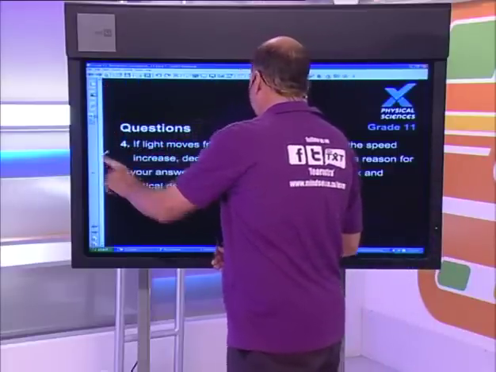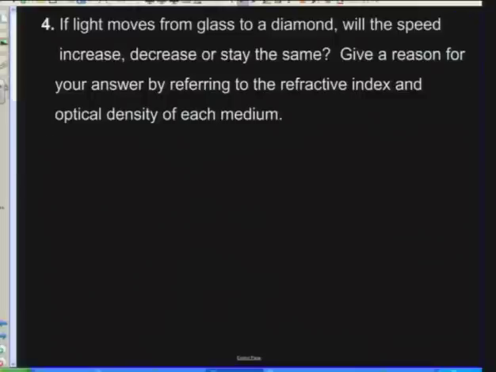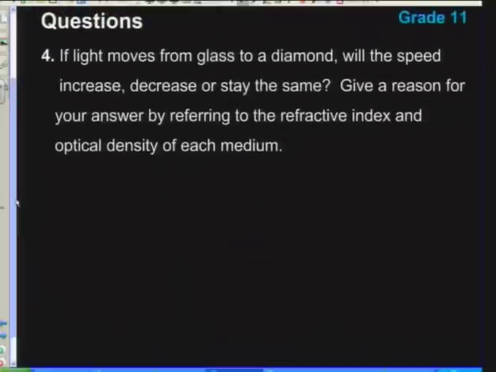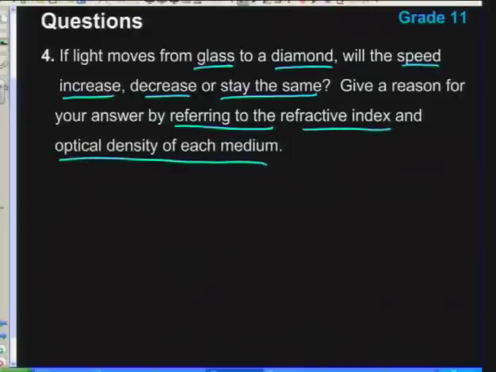Okay, here we go. This one tells us something a little bit more. It says, when light moves from glass to diamond, will the speed increase, decrease, or stay the same? Give a reason for your answer by referring to the refractive index and the optical density of each medium.